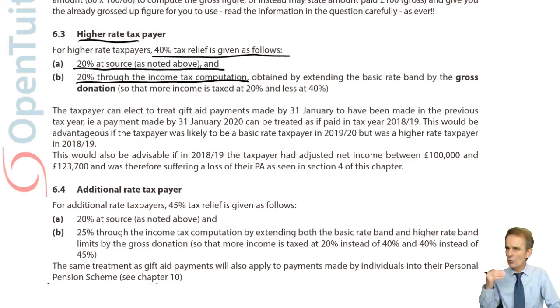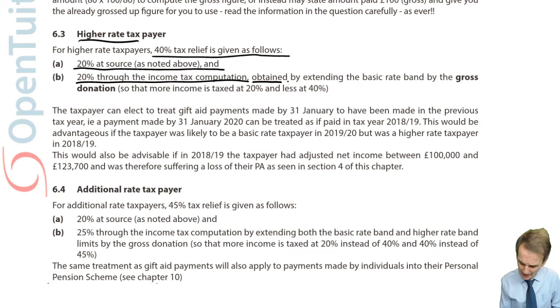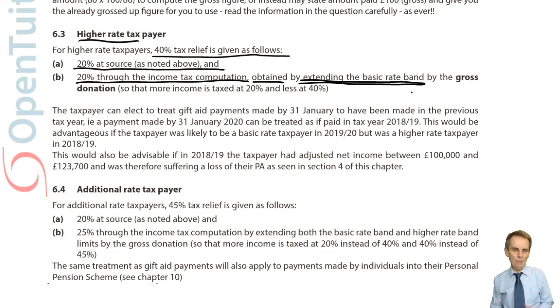Now, it doesn't show, remember, we do not deduct these payments on the face of the computation. So how do we get that extra, that higher rate relief? Here we go. Obtained by extending the basic rate band. We know that the basic rate band limit is £34,500. If your taxable income goes above £34,500, then instead of paying tax at 20%, you then move to paying tax at 40%, an extra 20%.